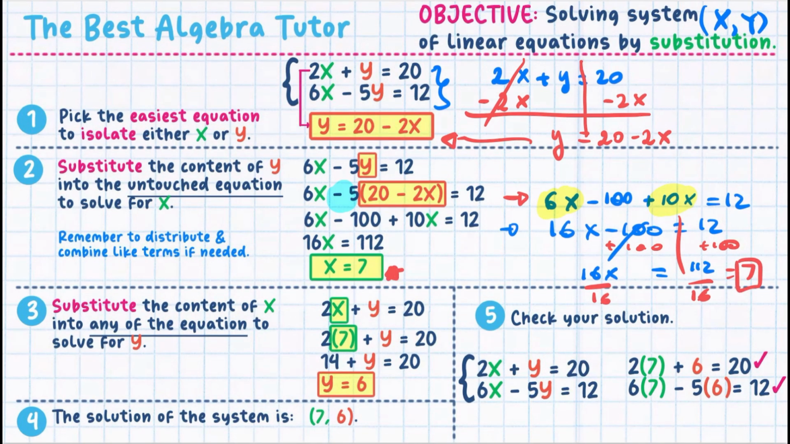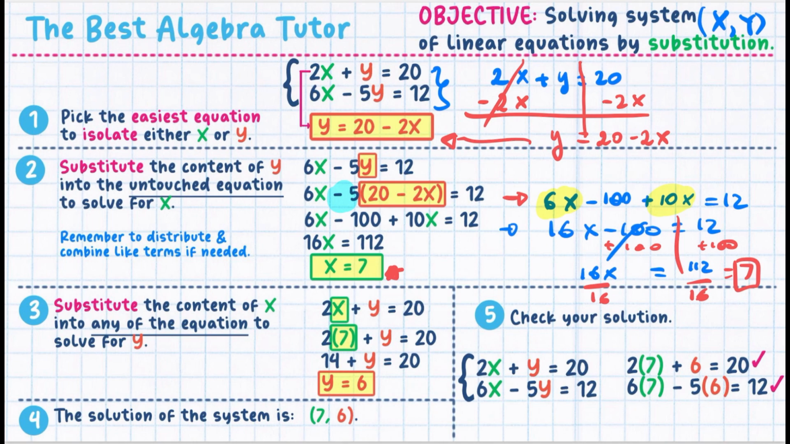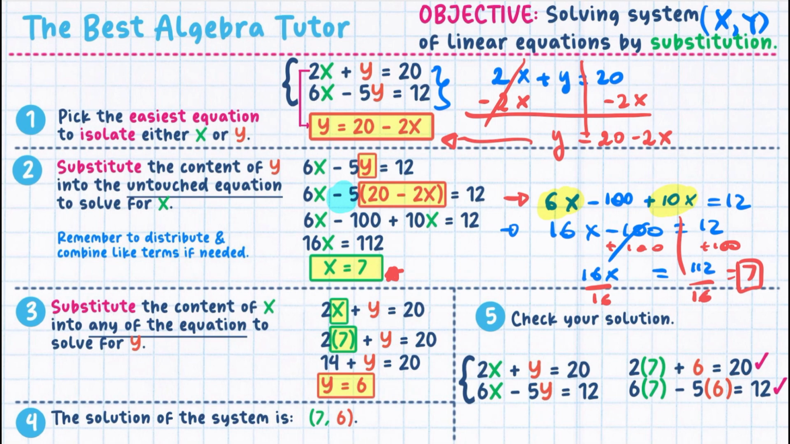Okay, so now we found our value of x. Remember, our goal is to find our point x and y. We are going to substitute the value of x into any of the equations. It doesn't matter which equation you pick in order to solve for y. Because my y is already isolated, I can just reuse this one, okay? Or if you want, you can use any of the equations. So I'm going to show you.